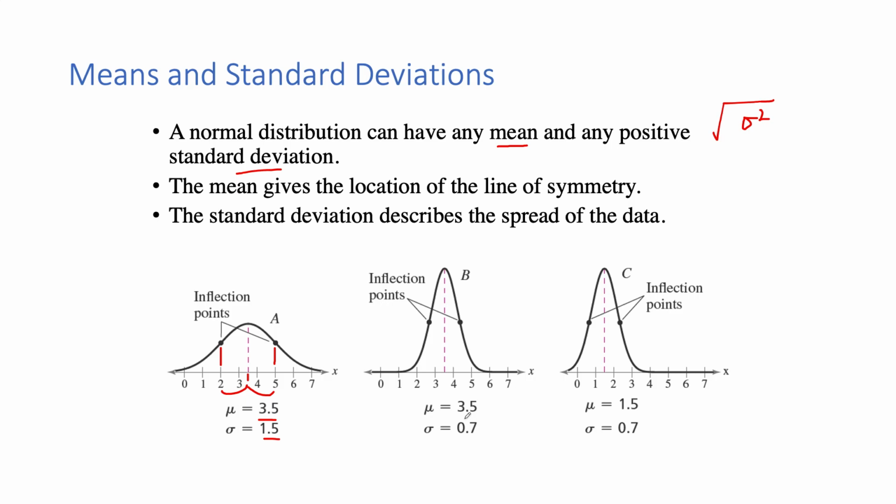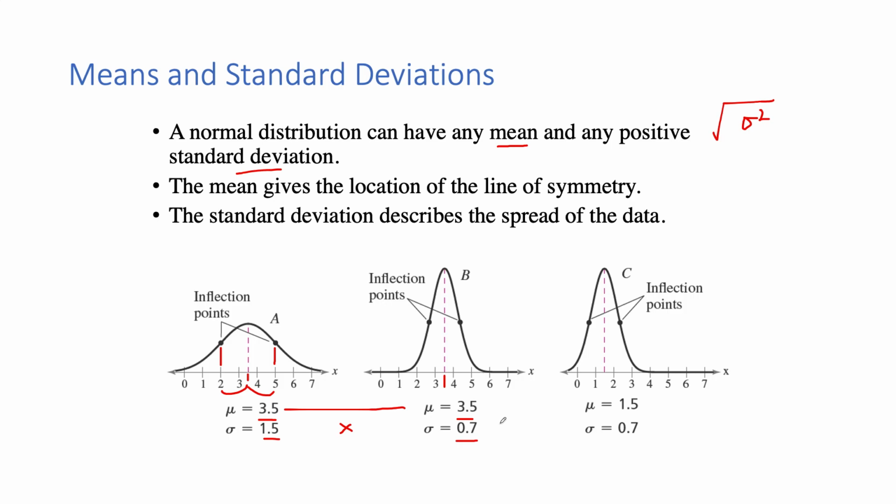So the second distribution has the same mean, which is to say we know that the center of this distribution is going to be at 3.5, but the standard deviation is 0.7, right? So if I compare these two distributions, they have the same center, the same mean, but they don't have the same standard deviation. The standard deviation in the second case is smaller than in the first case, which means that it will generate a narrower distribution.